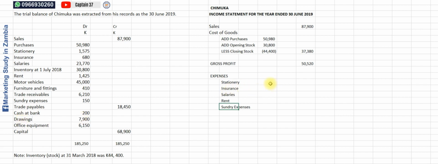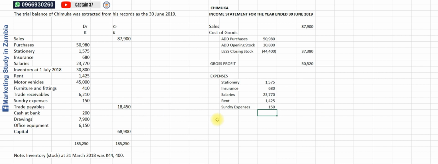So let's total them. How much is it for stationery? For stationery, it is that much. We put it there. How much is it for insurance? Insurance, 680. We put it there. How much is it for salaries? That amount, we put it there. How much is it for rent? Rent is this one, 1,425. We put it there. Sundry expenses, 150. We put it, copy 150.